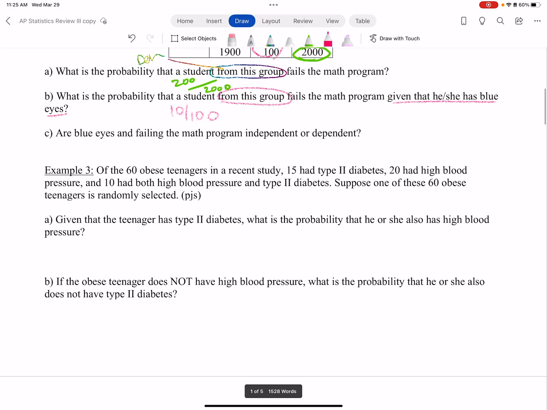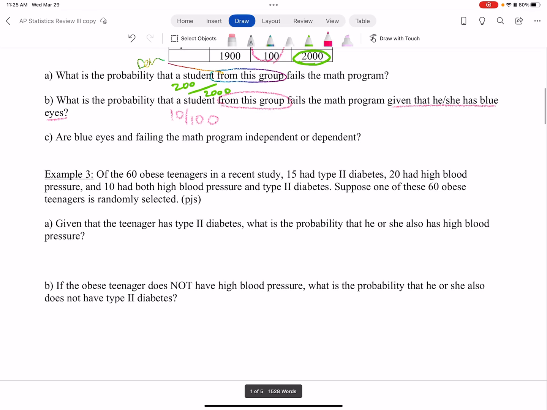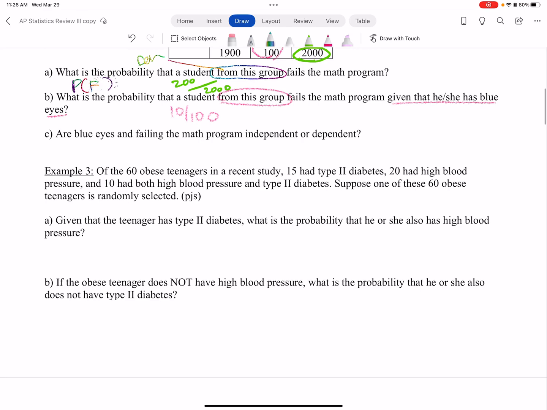Are blue eyes and failing independent or dependent? So in order for them to be independent, now remember, if I did this part here, this would be the probability of fail. And this is the probability of fail given blue eyes. This is 10%, and this is 10%. And if the probability of fail given blue eyes is equal to the probability of fail, then yes, indeed, they're independent, and they are both equal to 0.1, so yes, they are independent.